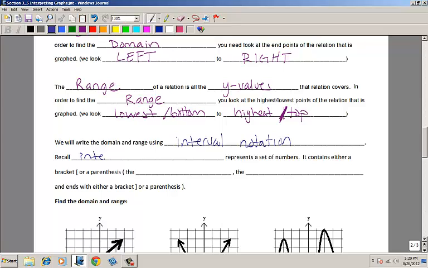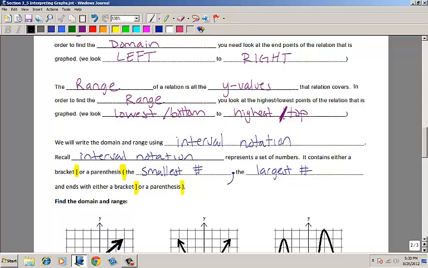Recall, interval notation represents a set of numbers. It contains either a bracket or a parentheses, and then the smallest number that we have in that interval, a comma, the largest number that we have in that interval, and then we end our interval notation with, again, either a bracket or a parentheses.